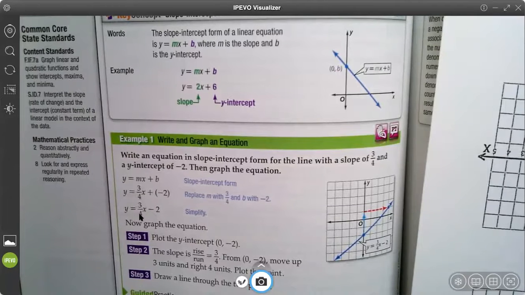In this example, y equals 3/4 x minus 2. Minus 2 is my y-intercept, so plot the y-intercept, step 1. Step 2, the slope is 3/4, rise 3, run 4. So from this dot, rise 1, 2, 3, run 1, 2, 3, 4, put your other dot, draw a line through it, and that is how to graph an equation using slope-intercept form.